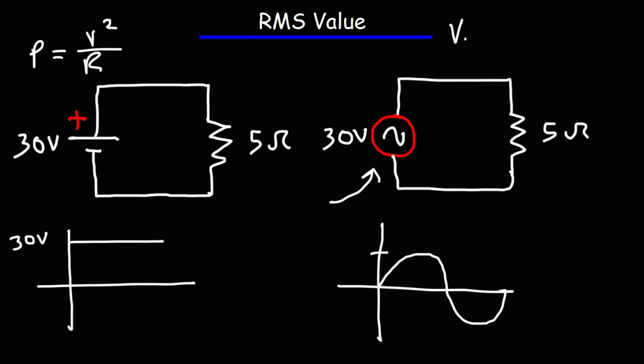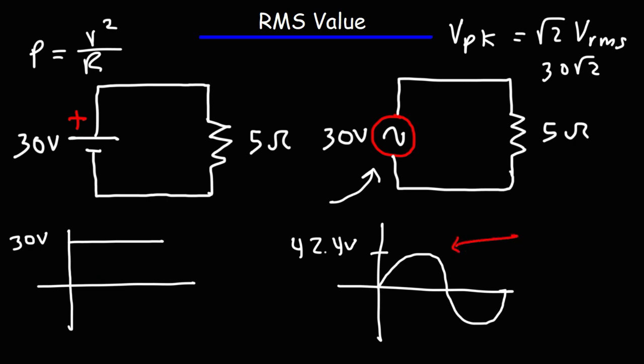To calculate the peak voltage, it's going to be the square root of 2 times the RMS, or the root mean square voltage. In this example, the root mean square voltage is 30. So it's going to be 30 times the square root of 2. The square root of 2 is about 1.4142. If you multiply that by 30, you're going to get a peak voltage of approximately 42.4 volts. So that's the maximum voltage of this AC sine wave.